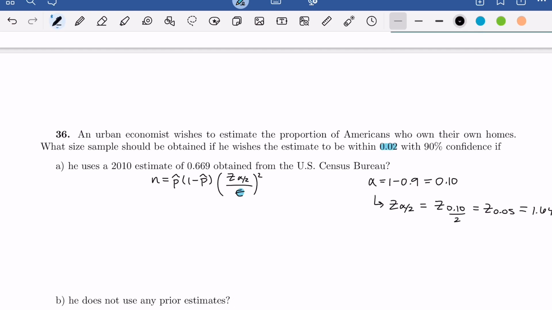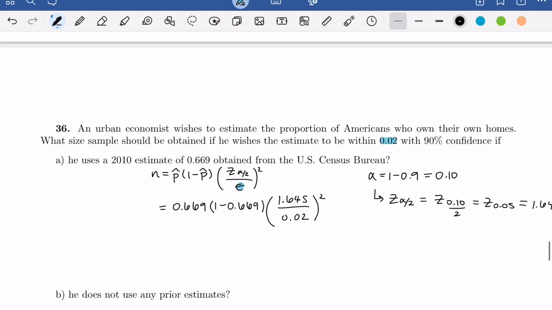So let's plug all of this information in. We're going to have 0.669 times 1 minus 0.669. We're going to multiply this by our critical value divided by our margin of error, and then we're going to square that. So doing so, plugging this directly into a calculator, we're going to get this here. Okay, so our sample size needed for this scenario is going to be 1,499.